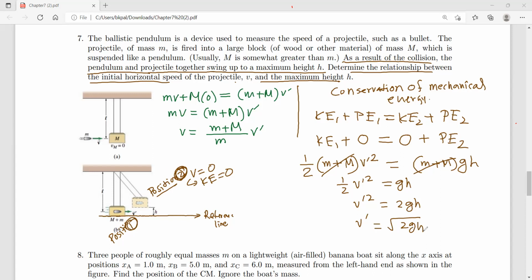Now we get a relationship between v prime and h. But the question asks us to calculate the relationship between v and h. So what we can do is substitute this here in this equation, and we will get something like this: v equals (m plus M) divided by m, times the square root of 2gh. So this is the relationship between v and the maximum height h.